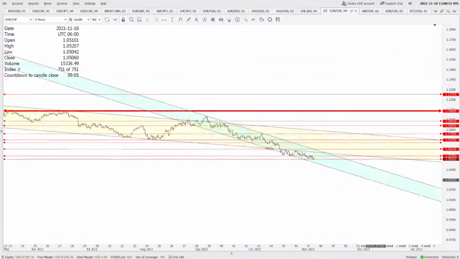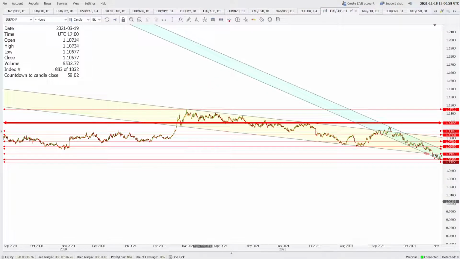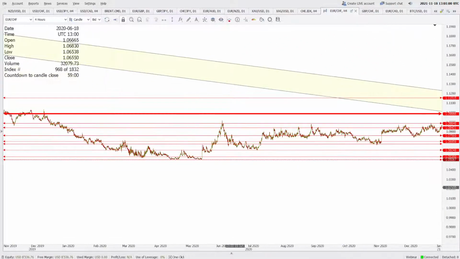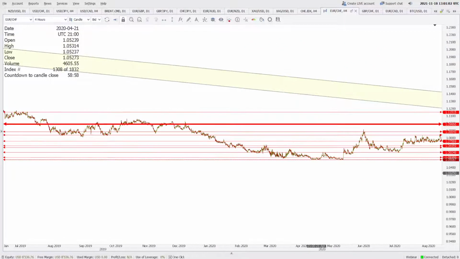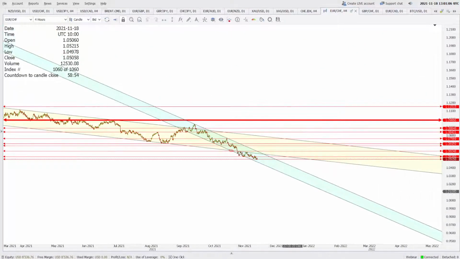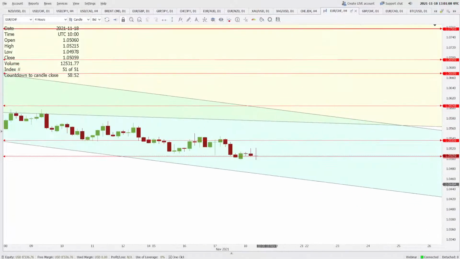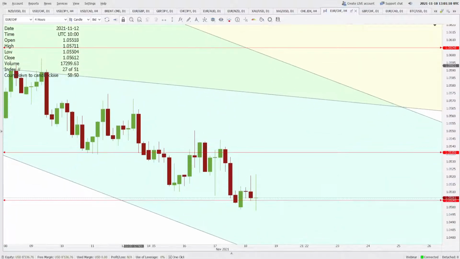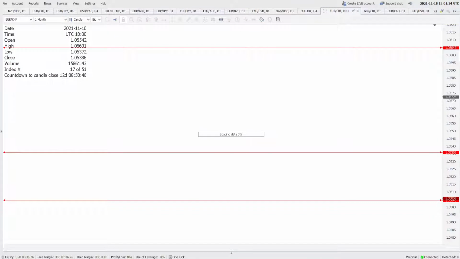Now the lower prices I have not marked in this market, because I think this is a very good support, 1.05006. So this area I'm expecting to hold because this is a very important area. So let us check the monthly chart.